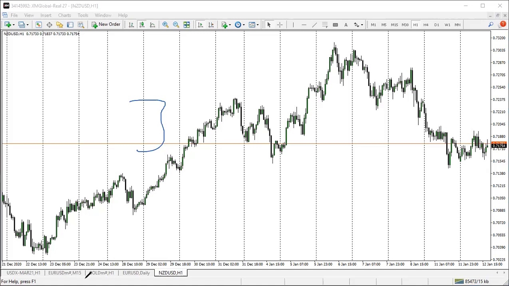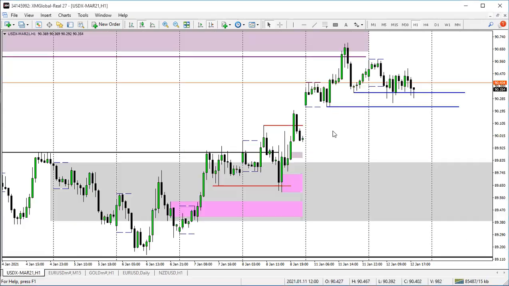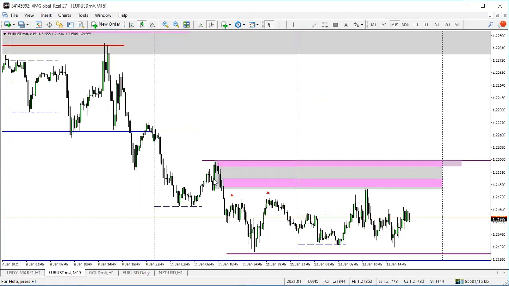I only trade 2. 2 is enough for me. I don't need another one. This one is just to compare with EU. This is the USD index. I just compare it with EU. That's all I do. I only trade these 2 pairs only. It's enough. They'll give me setups for day traders.